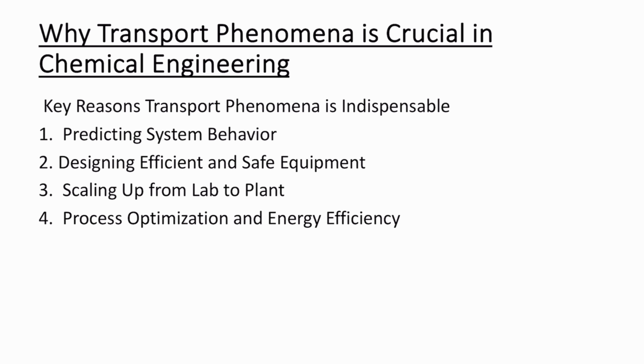Next, process optimization and energy efficiency. Today's industry increasingly focuses on sustainability and energy efficiency. Transport analysis helps in the following ways: minimizes energy losses in heat exchangers and furnaces, reduces pressure drop in piping systems, improves catalyst utilization in reactors, and enhances separation efficiency in absorption, stripping, or extraction units. With accurate transport modeling, you can simulate different processes and configurations, and choose the one with minimal operational cost and maximum yield.